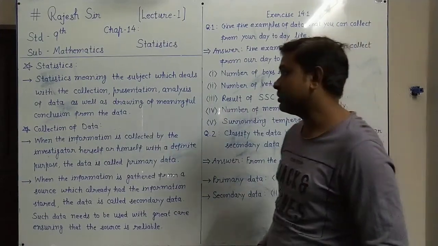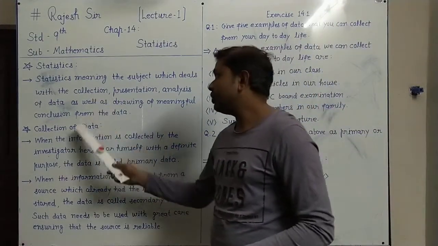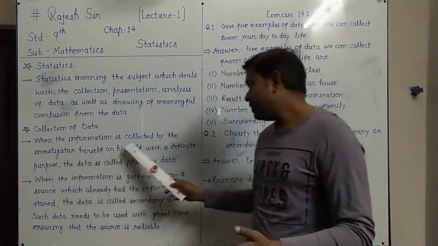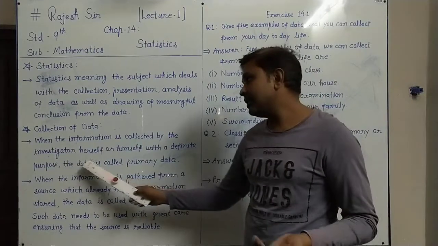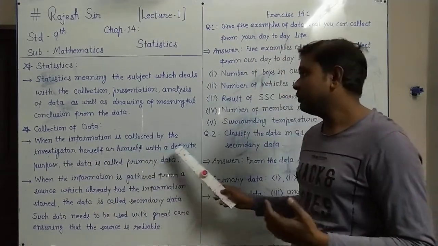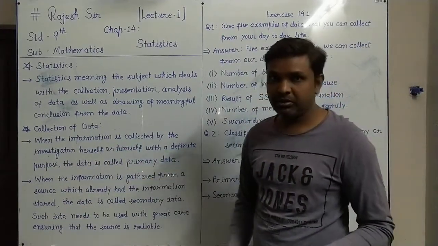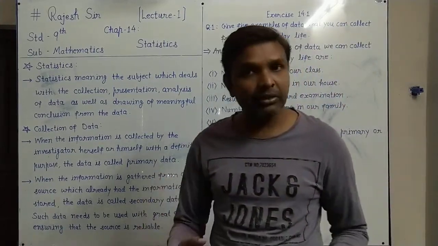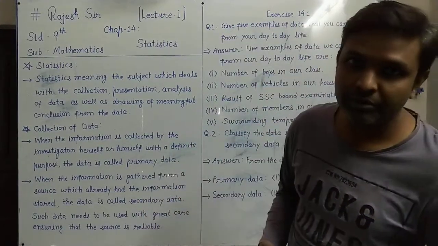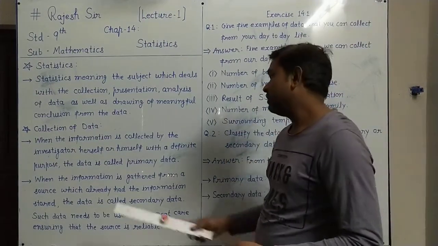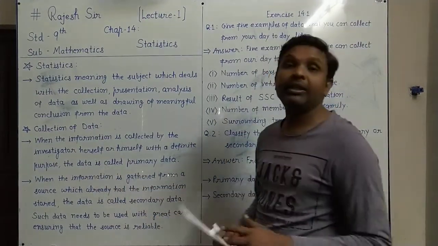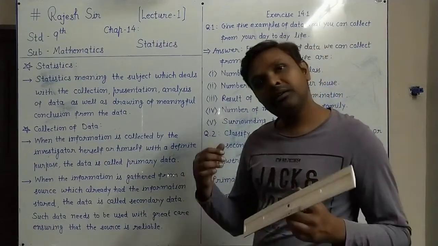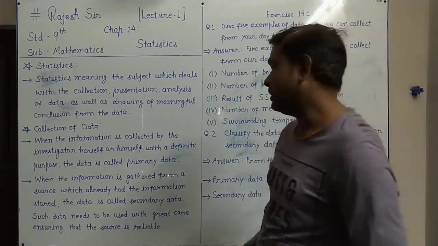This is statistics. In that, collection of the data is of two types. When the information is collected by the investigator herself or himself with a definite purpose, if you have some definite purpose and for that you are collecting the information yourself only, then the data is called primary data. Primary data means the information collected by the investigator himself or herself.